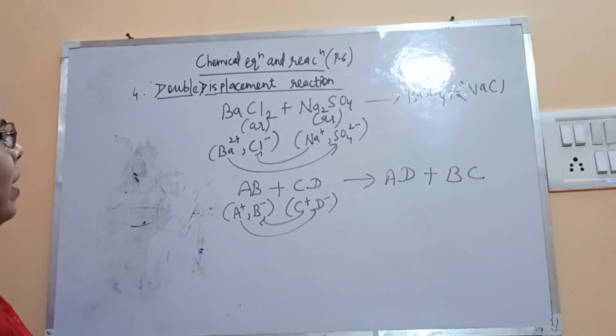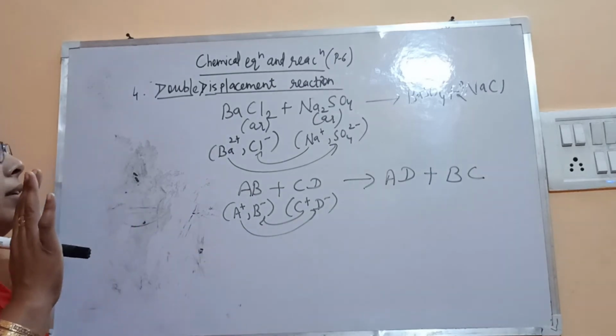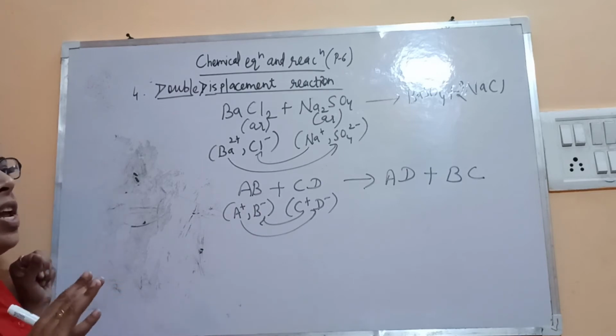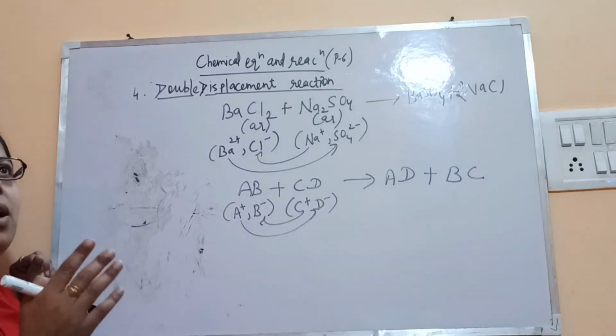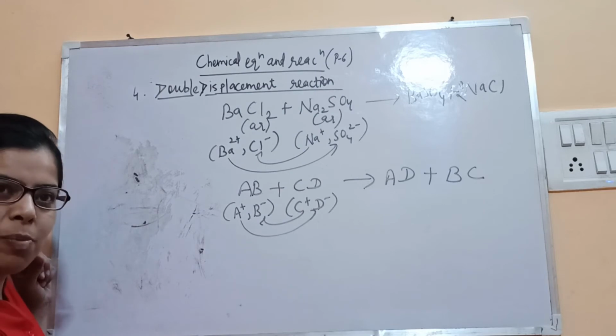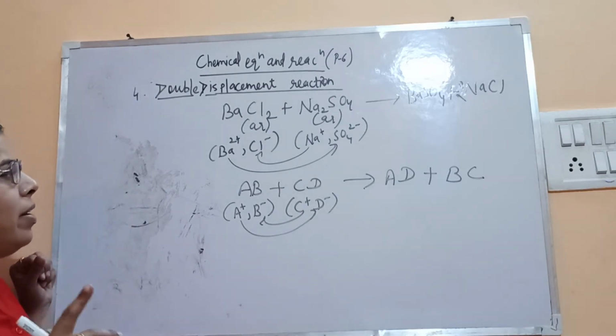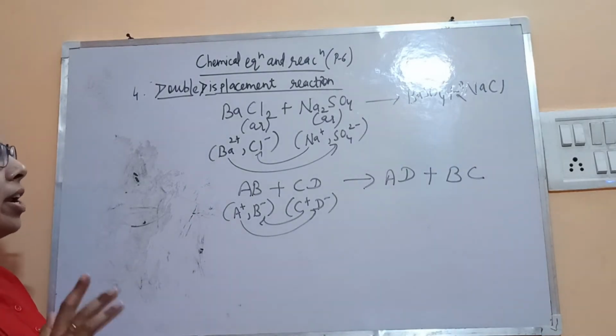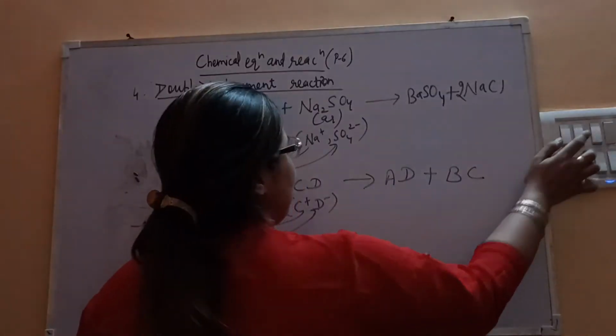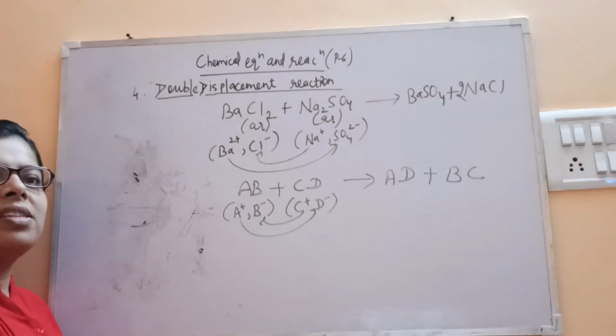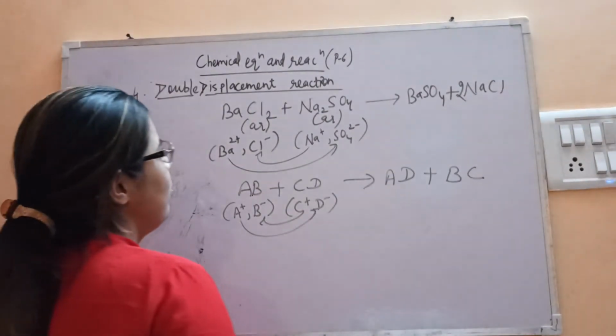So this is the double displacement reaction, the reaction in which the exchange of ions takes place in the aqueous solutions of the compounds. That is double displacement reaction. Now, double displacement reaction is of two types. So let's see the two types. One is the precipitation reaction and one is the neutralization. So let's see both the parts.